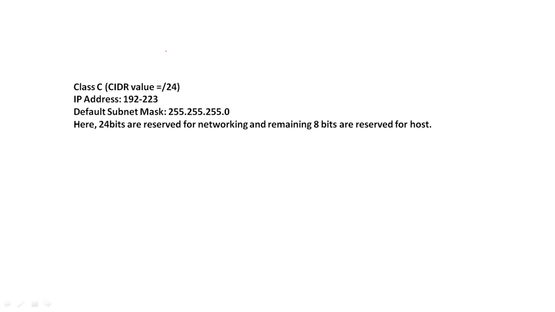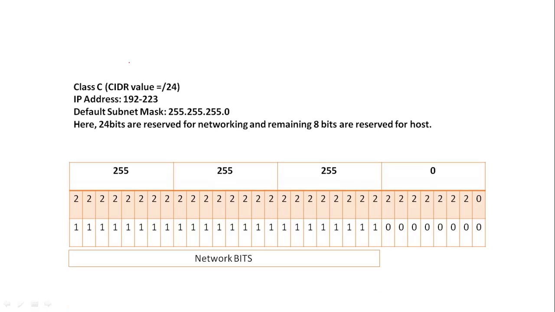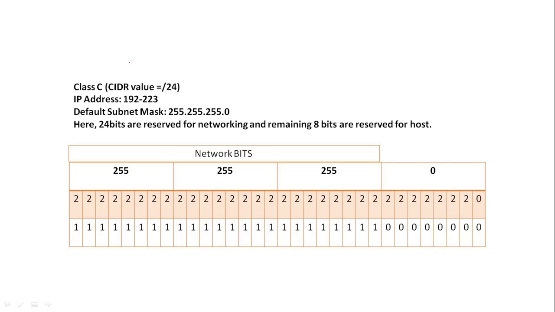And next is the Class C IP address. For a Class C IP address, our CIDR value is 24 because 24 bits are reserved for network bits. That's why the CIDR value is 24. And then the IP address range is from 192 to 223, and the default subnet mask by calculation you will get is 255.255.255.0, which is our default subnet mask. And in Class C, 24 bits are reserved for networking and 8 bits are reserved for our host bits.